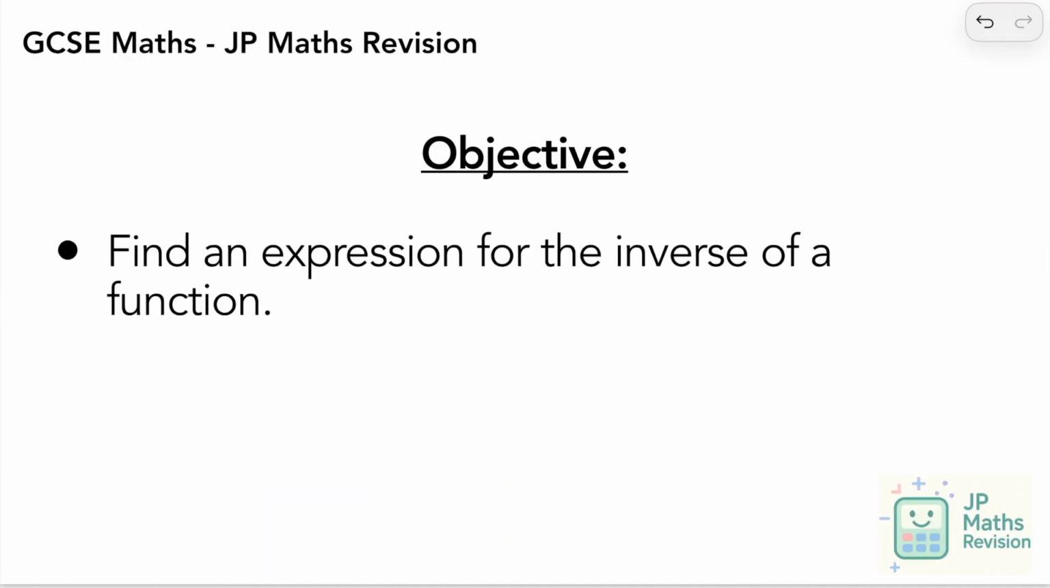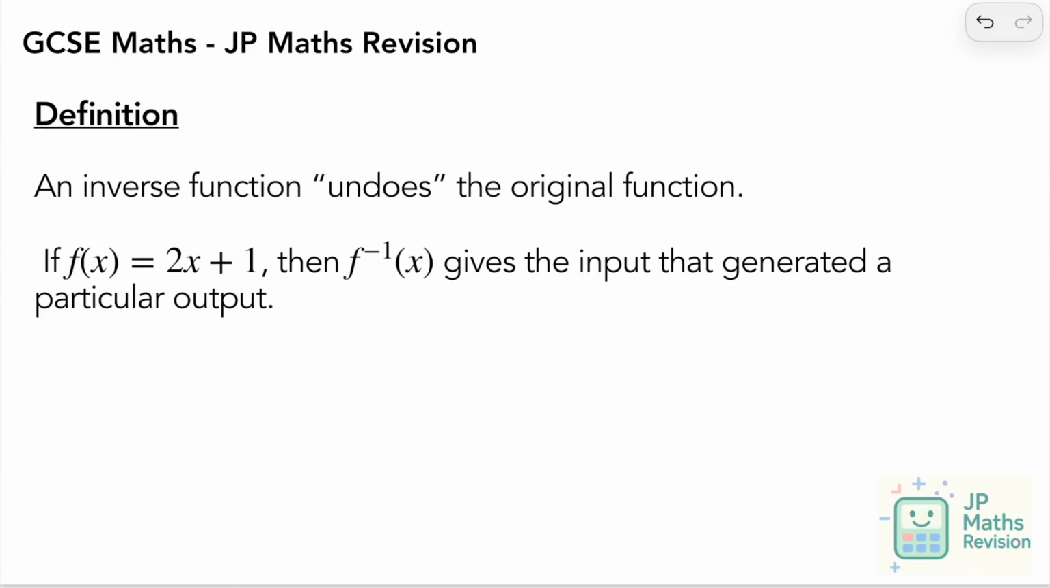So the objective here is to find an expression for the inverse of a particular function. Before we get started, let's have a quick definition. The inverse function undoes the original function. So if we have a function f of x, which is 2x plus 1, then the inverse function gives the input that generated a particular output. If we know what the output is, we might want to know the input that gave us that output. So that's what the inverse function does.